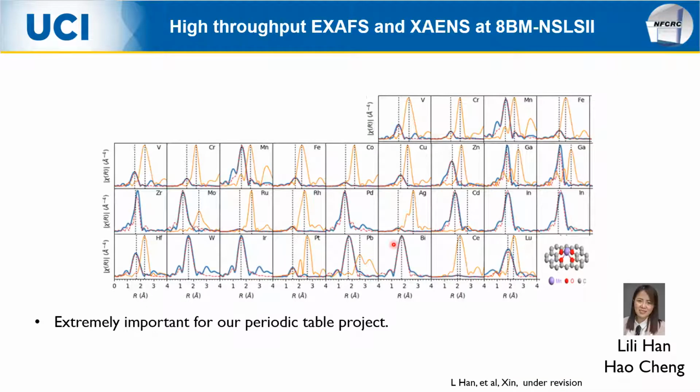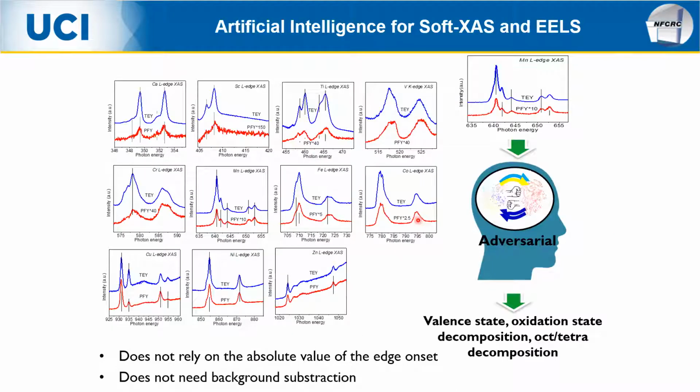This approach is extremely important for deciphering the local coordination structure of single atom catalysts for this periodic table project. Last but not least, we have developed a series of machine learning models to extract oxidation states and octahedral and tetrahedral decomposition from the spectroscopy data. The thing is, it does not rely on the absolute value of the edge position. It does not need a background subtraction.